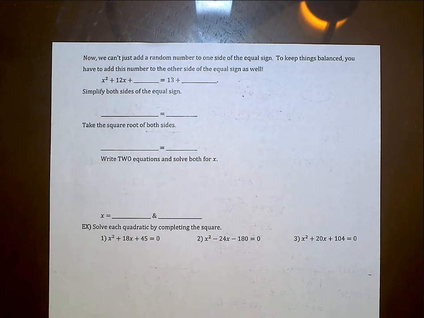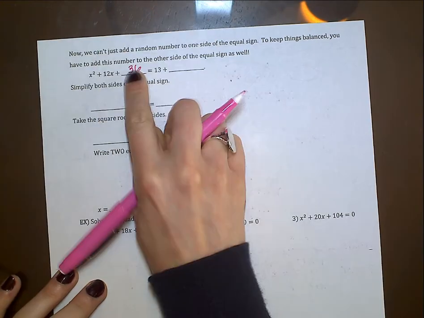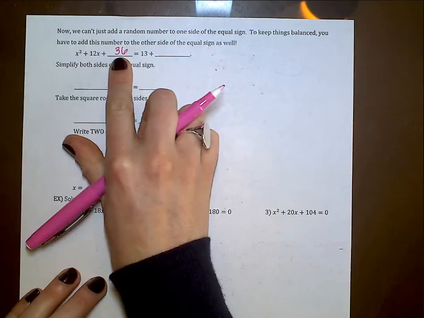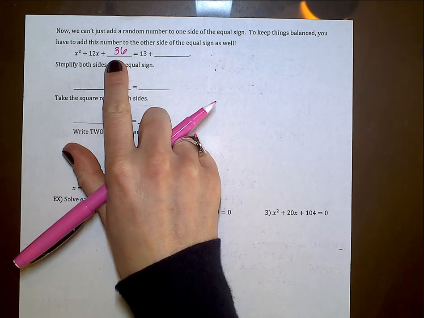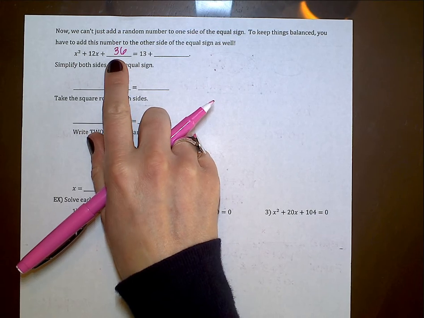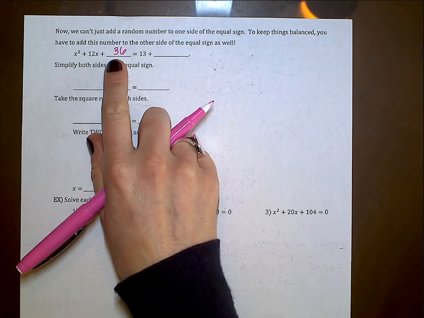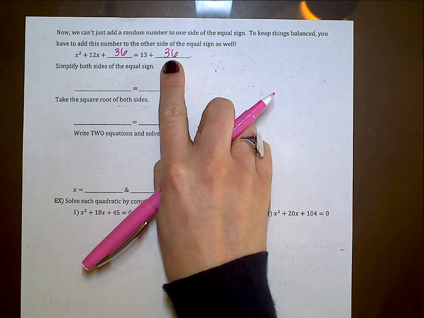Okay, ran out of space there. It's kind of a lengthy process, as you can see. So I know that I want to add 36 in this slot right here. Now realize that in math, you can't just add something to one side of the equal sign. You have to keep things balanced. So whatever I choose to add to the left-hand side to complete the square, I have to add that over here on the right-hand side as well.